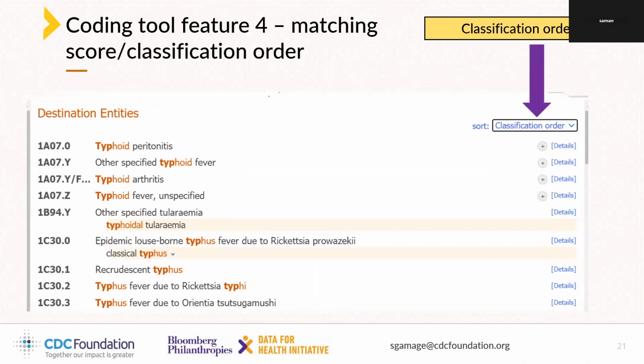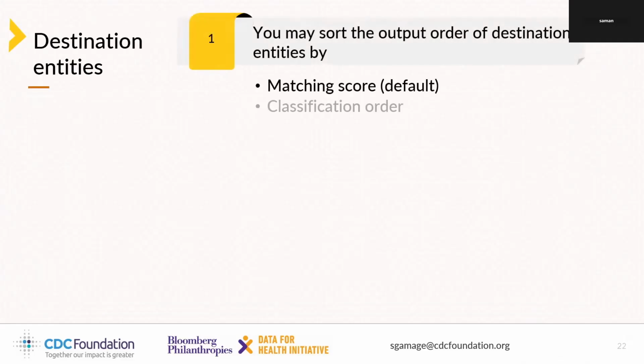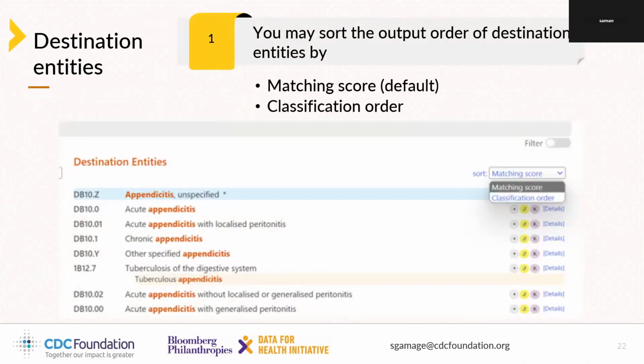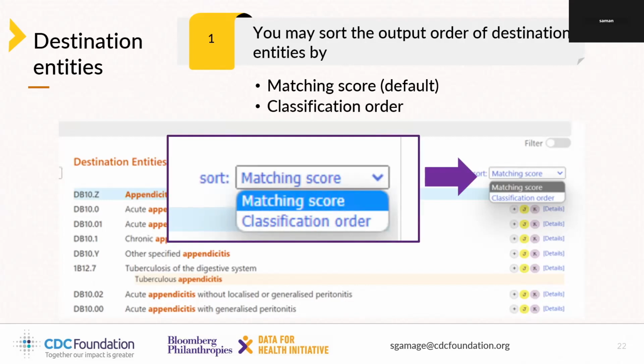If you want to view results by classification order, they will appear in the classification order. As you can see, it is in the classification order because the codes appear in the way that they appear in the classification: A07.0, A07.1, and so on. You may sort the output order of destination entities by matching score or classification order. As I told you before, appendicitis according to the matching score, and you can choose whatever you want, whether it is matching score or classification order.